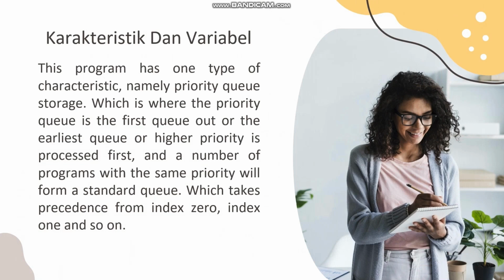Characteristics and variables. This program has one type of structure, namely the priority queue struct, where the priority queue is the first or earliest queue, or the higher priority is processed first, and a number of items with the same priority will form a standard queue, with indexes proceeding from index 0, index 1, and so on.